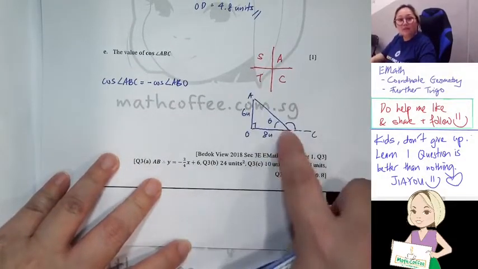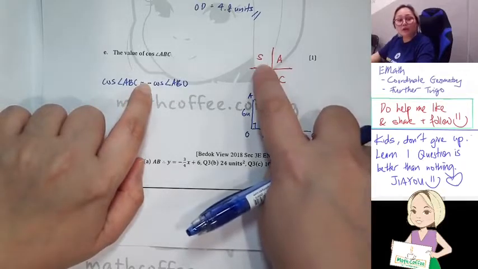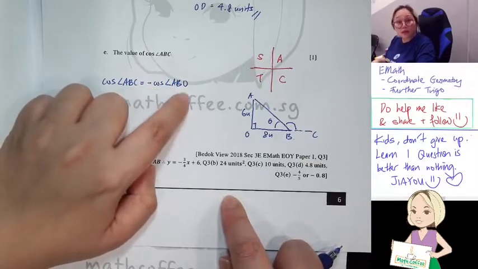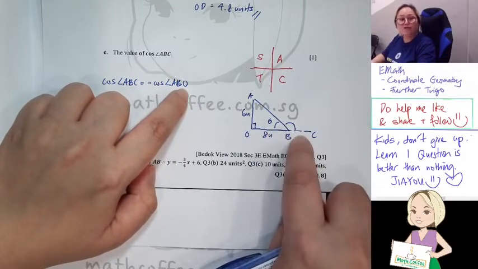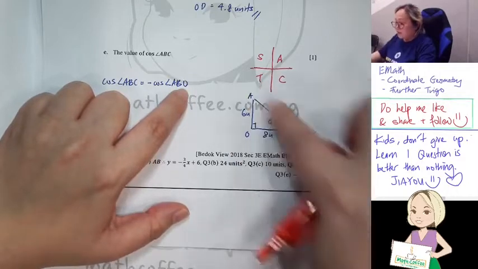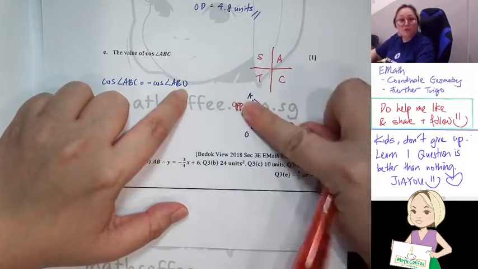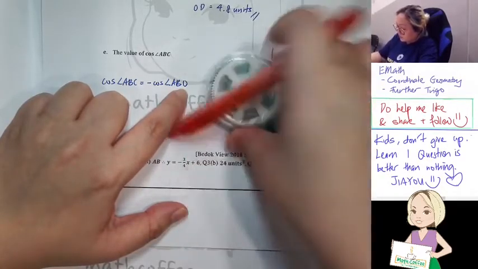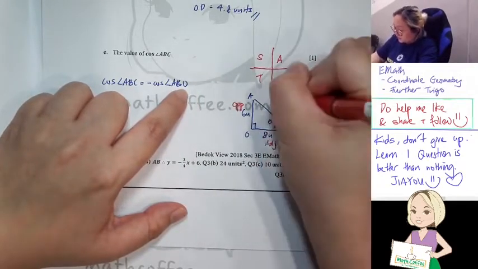They want me to find angle ABC. I will say it is equal to negative. Why is it negative? Because in the obtuse second quadrant, cosine is negative. So put a minus there. Then you will say cosine of the acute angle, which is the reference angle. And what is the reference angle? The reference angle is just next to it, which is angles on a straight line. So my ABO is the reference. So now looking at this, ABO is the angle, right? Angle reference. So that means this is my opposite. This is my adjacent, and this is my hypotenuse.